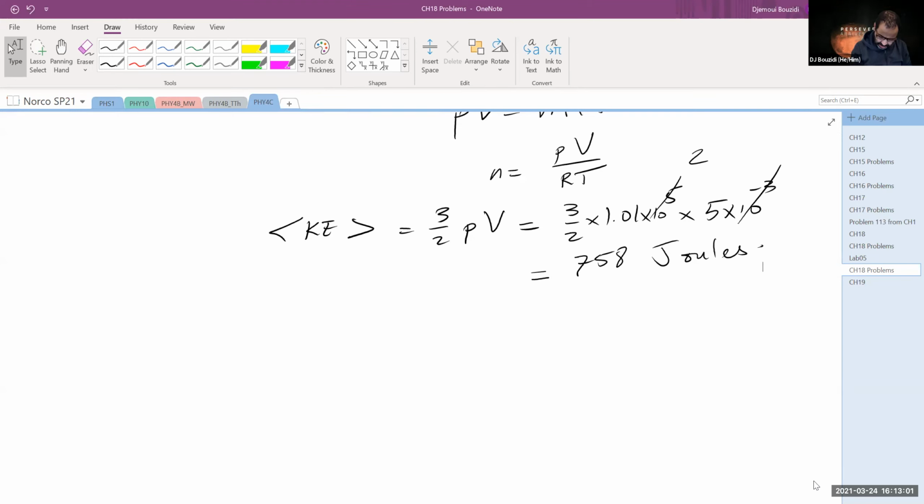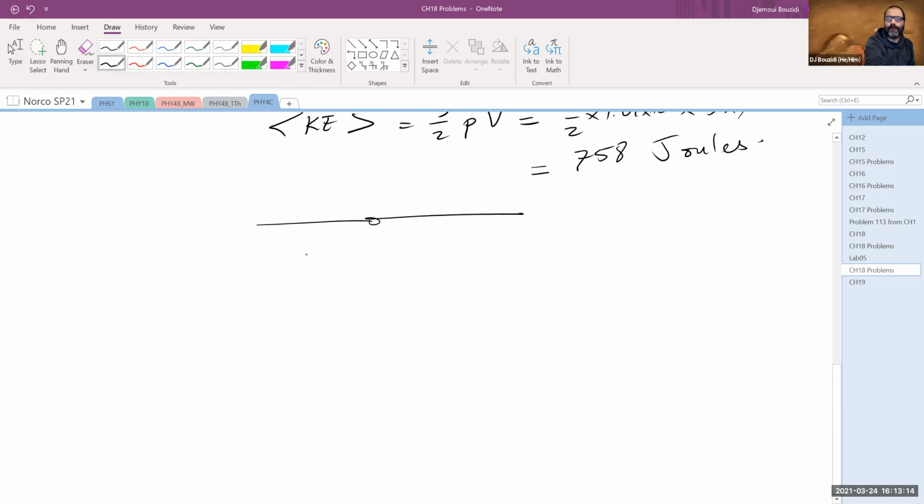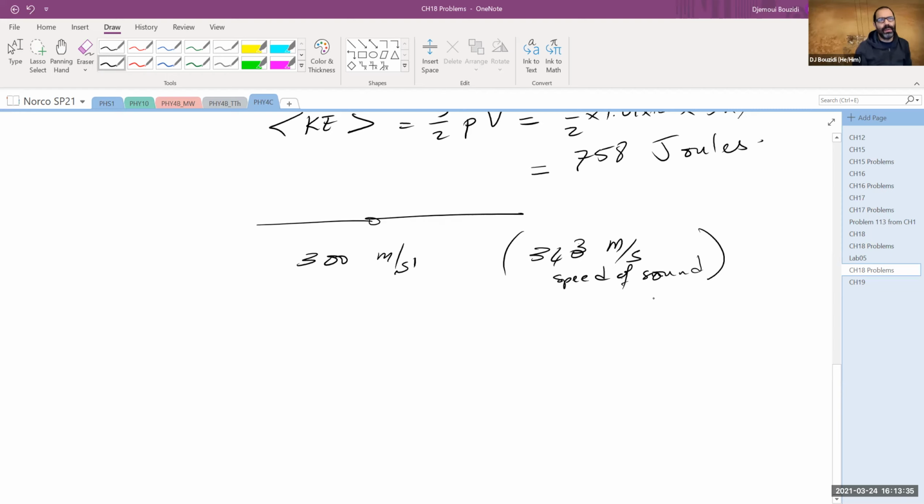If the tank containing the gas is placed on a swift jet moving at 300 meters per second, by what percentage is the total kinetic energy of the gas increased? So there is a plane moving at 300 meters per second, which is, by the way, less than the speed of sound. The speed of sound, if you guys remember, is 343 meters per second. So this is a subsonic plane, okay? It's not moving faster than the speed of sound. So this is normal. This is a typical plane, a jetliner moving super fast, okay?